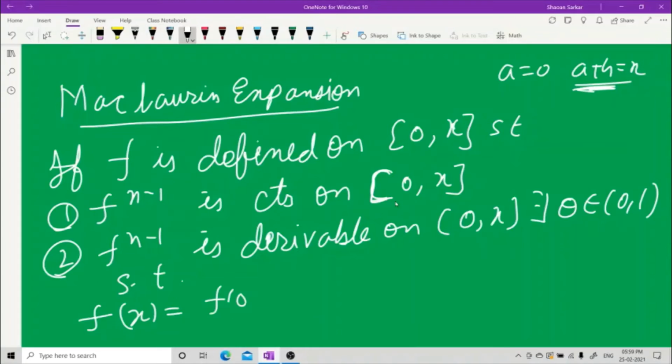This is equal to f of 0 plus x f dash 0 plus x square by 2 factorial, because if a is 0 then h comes out to be x. So in place of h you will write x.